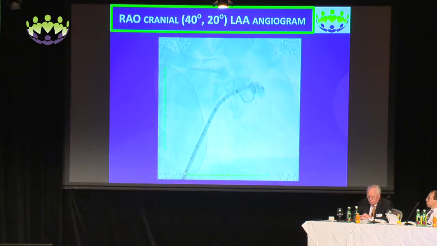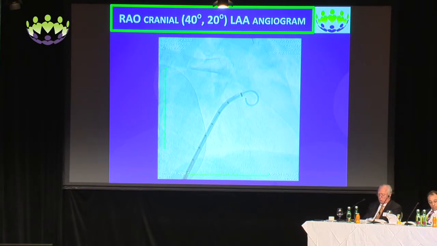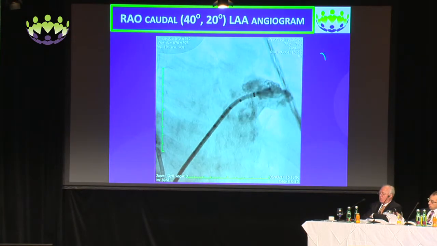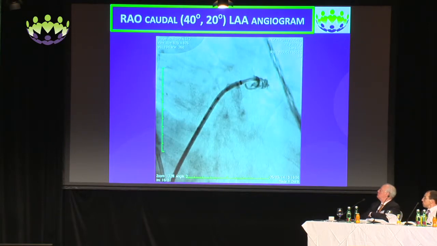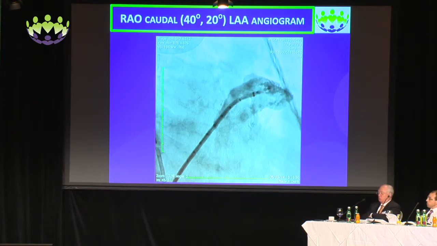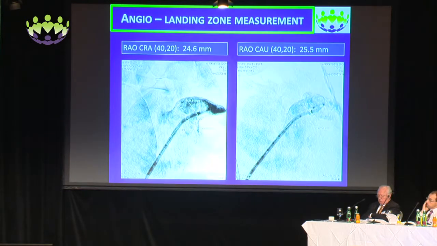Okay. Then we select the left atrial appendage with the pigtail and the sheath. We perform one angio in right cranial 40, 20. The second view is from the right caudal 40, 20 projection in order to have a more or less orthogonal projection. And we repeat the measurement. The landing zone is 24 in the cranial and 25 in the caudal.